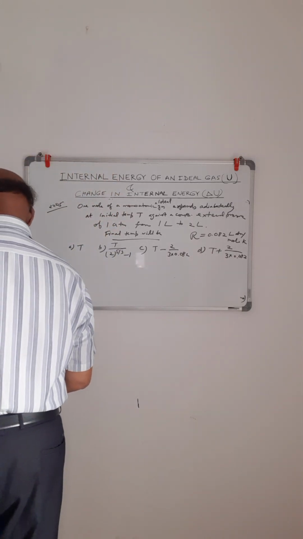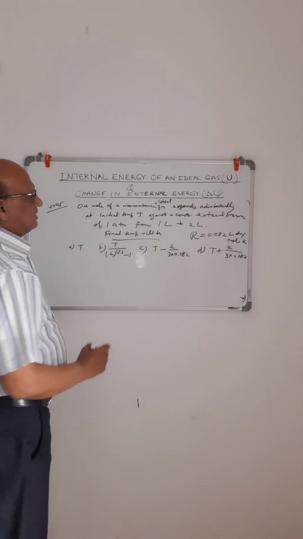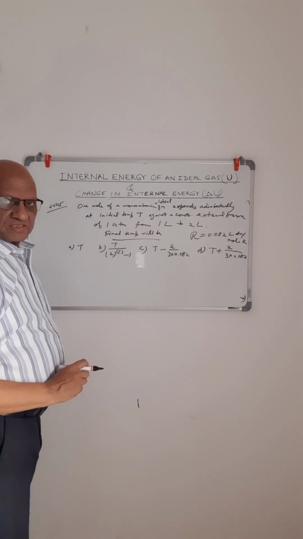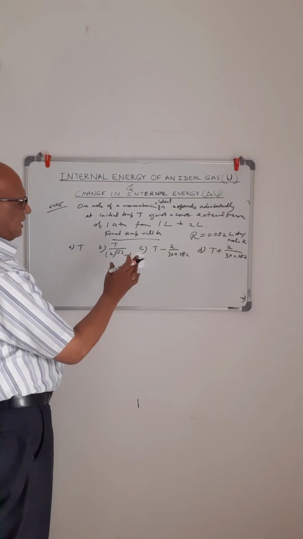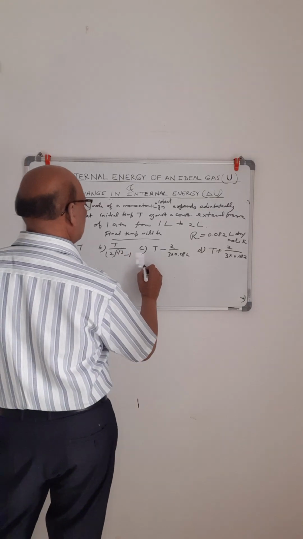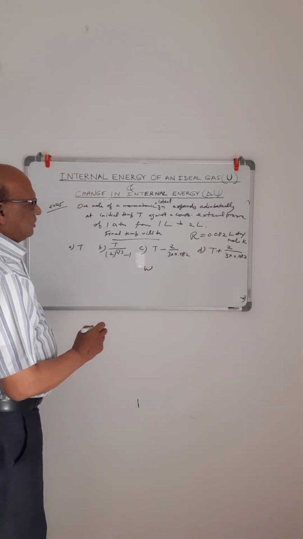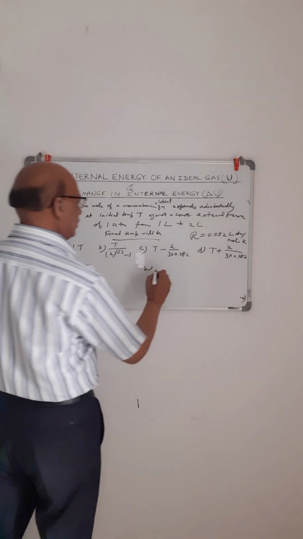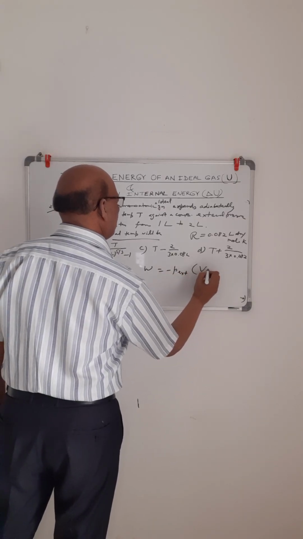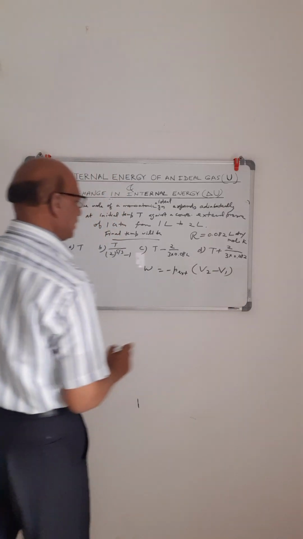So how will we do it? We know that this monoatomic ideal gas is expanding adiabatically against a constant external pressure. So whenever this gas expands against constant external pressure, the work done by the gas, for irreversible expansion, will be minus of P external into V2 minus V1. So this is the work done.